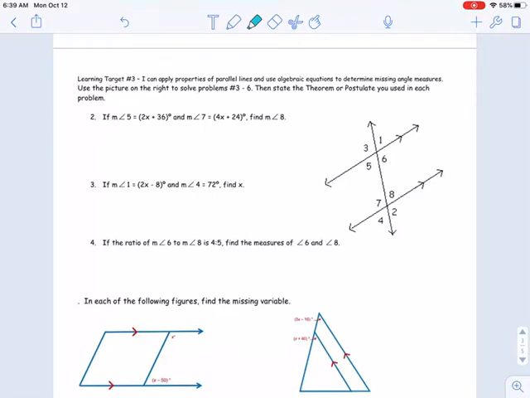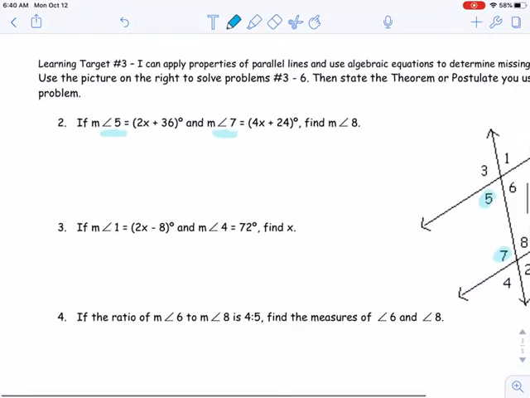All right, so using the picture on the right, solve all the problems, and then state the theorem or postulate used in each problem. So we have angle 5 and angle 7. Remember, I like to emphasize, highlight whatever the two angles we're dealing with. It's going to help me determine the theorem or postulate I'm using. So right off the bat, I see that we have consecutive interior angles, and those are supplementary.